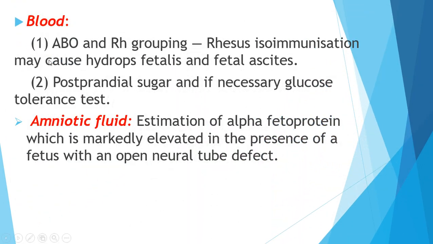Next is the blood investigation. ABO and RH grouping, because RH isoimmunization may cause hydrops fetalis and fetal ascites, which may lead to polyhydramnios. So we have to check the ABO and RH grouping. And postprandial sugar, and if necessary a glucose tolerance test should be done, to detect any diabetes. Next is amniotic fluid: estimation of alpha fetoprotein, which is markedly elevated in the presence of a fetus with open neural tubes. That's why we can check the alpha fetoprotein from the amniotic fluid.